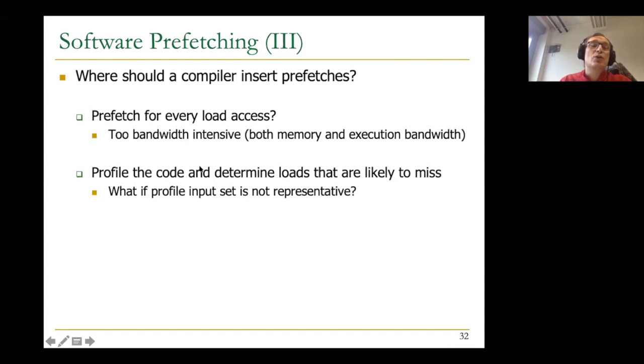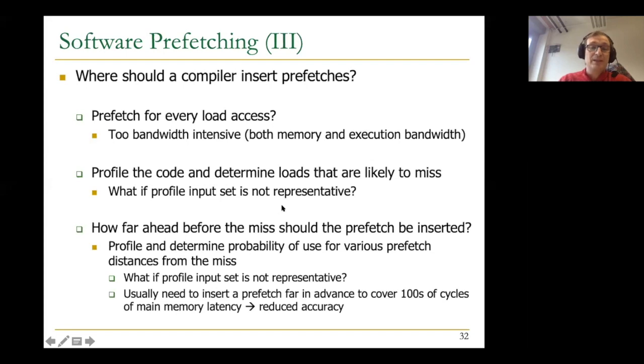Now, whenever you're doing profiling at the compiler level or programmer level, you're always bound by how good your profiling input set is. If the profiling input set is not representative, meaning it doesn't reflect the execution input set of the program, then you may insert prefetch instructions that are not going to be useful. You may say, okay, these are going to miss in the cache, but when you're doing the real execution with real input sets, they're not going to miss in the cache. So that's too bad. You're reliant on profiling, right?